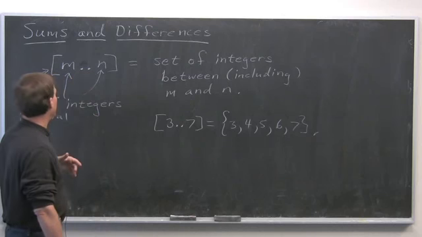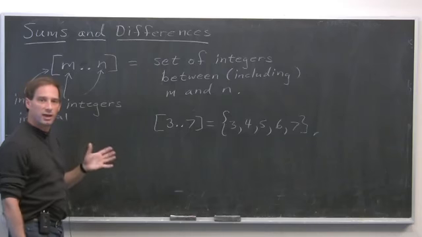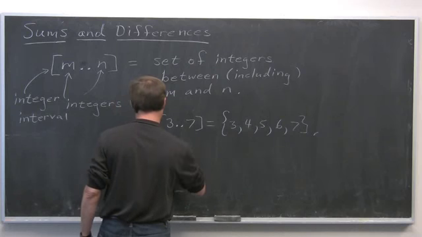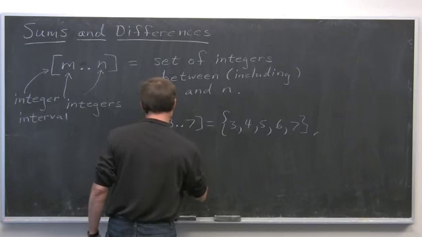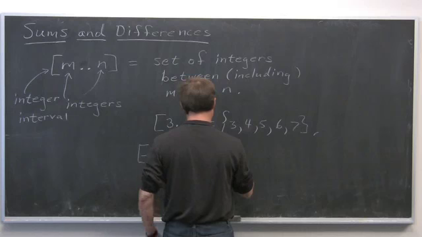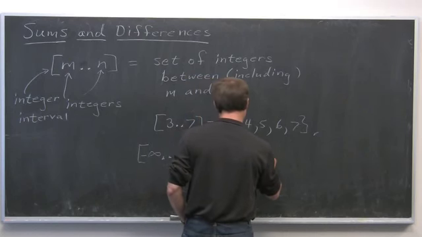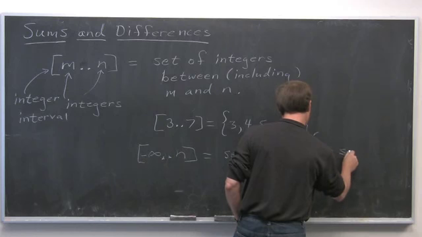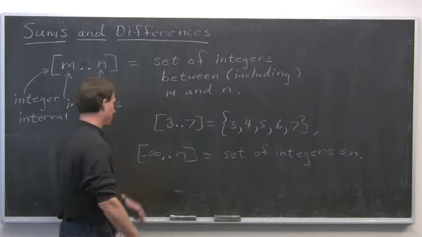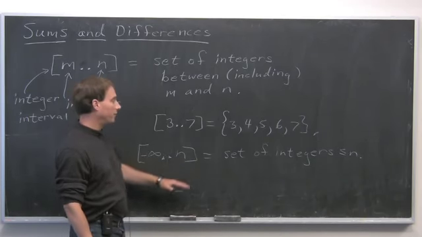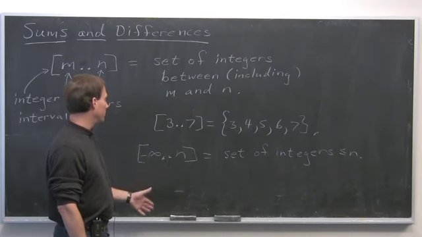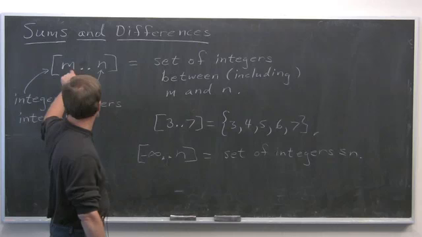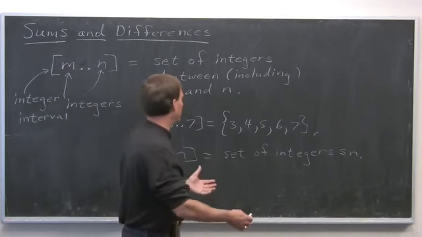I also mean to allow for m and n to be positive or negative infinity, so that negative infinity dot dot n would just be the set of integers less than or equal to n. And if I put m dot dot infinity, that's the set of integers greater than or equal to m. And if I go from minus infinity to infinity, I mean all the integers. So I'm just allowing m and n here to be plus or minus infinity. Okay.